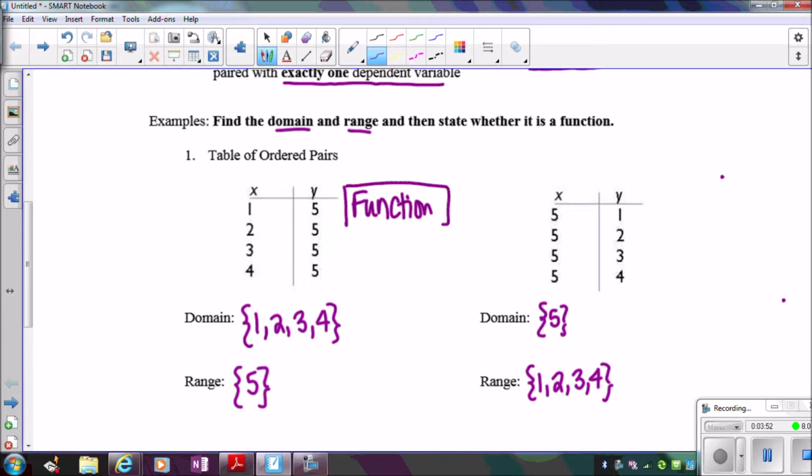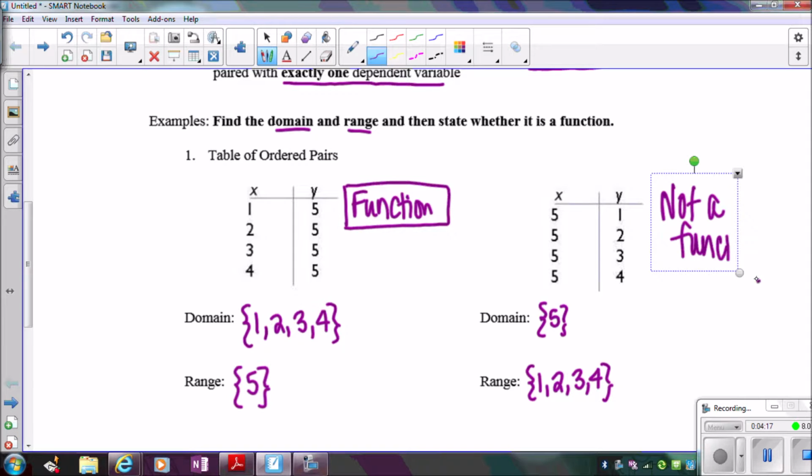Whereas if I look at the next one here, see how 5 is being used multiple times? That means if I ask what's the output to 5, well, you could give me 4 different possibilities. So therefore, this is not a function because 5 has multiple outputs. There's multiple values that are outputted when you input 5. So this one's not a function.